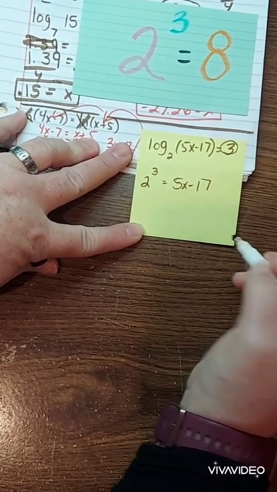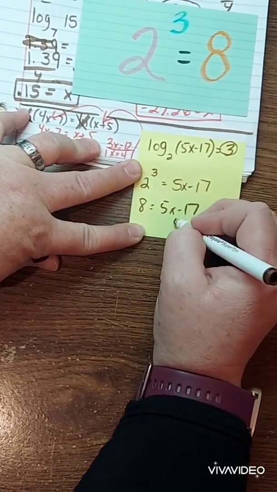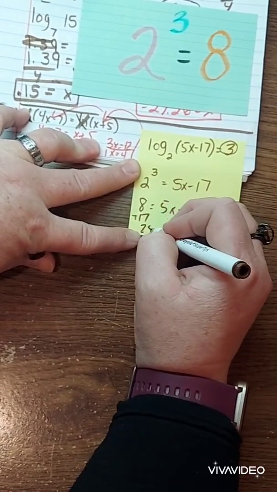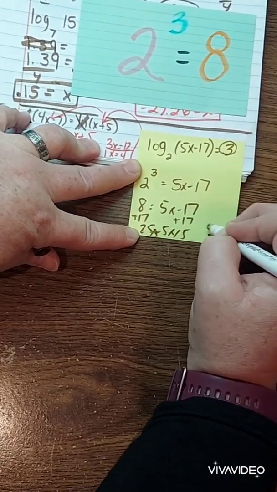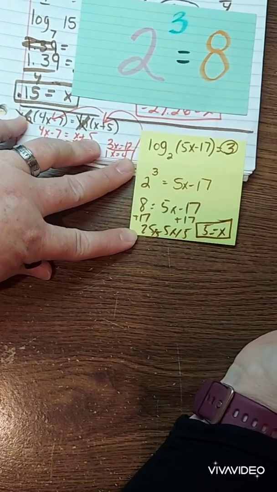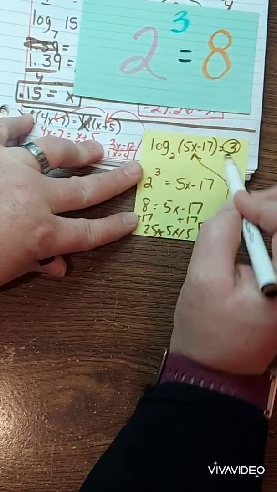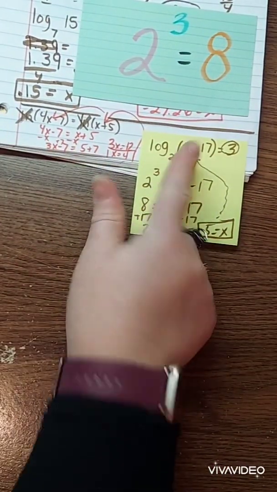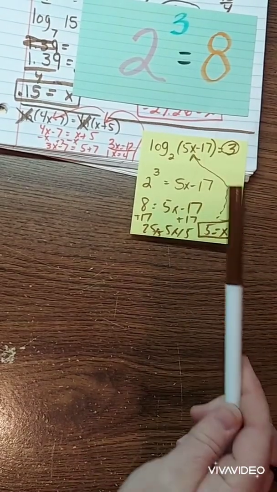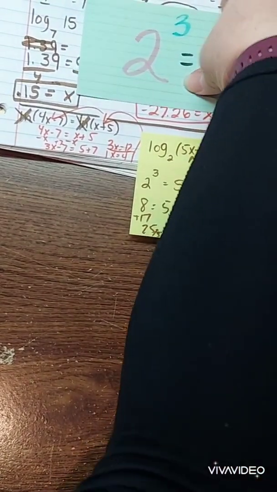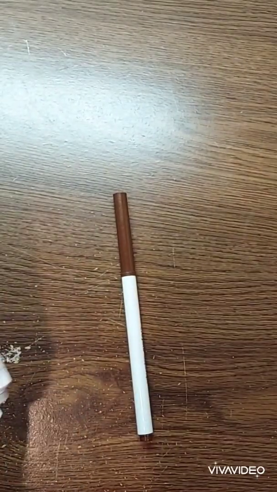Well, friends, you can totally do that. 2 to the 3rd is 8. Add 17. I get 25 equals 5x. Divide by 5. X is 5. Make sure, if you were to plug that in, do you get a positive number there? You do. Just because I can see that 5 times 5 is 25, that's going to give me a positive number. Okay, now, I want to take this a step further.